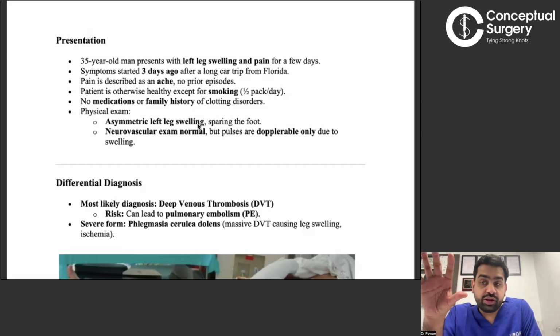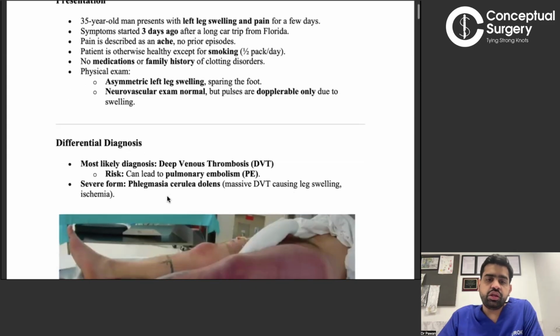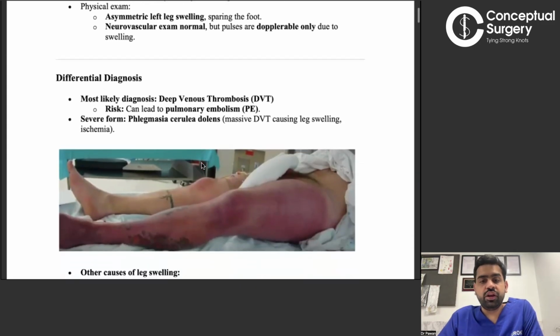So this is the clinical scenario of a deep venous thrombosis, because here you have a patient who had immobilization because the patient was traveling in a car, probably did not move the legs and all those things. And because of that, the patient has developed a deep venous thrombosis. So the most likely diagnosis is deep venous thrombosis.